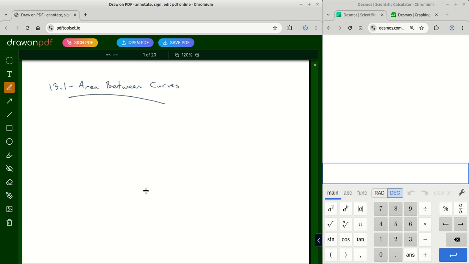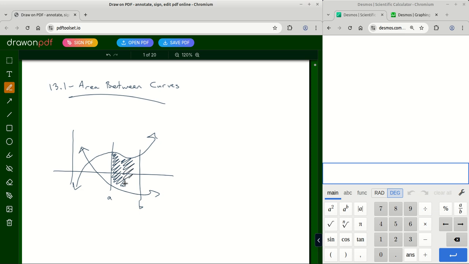Hello everyone, this is a video lecture for Business Calculus Math 1325 section 13.1, area between curves. So what does that mean? Well, let's say that we have this function that does something kind of like this, and we have another one that does something like this, and we want the area between these two curves from a to b. So the area is just this area between the two curves. Ta-da! That's very simple. That's actually all we're going to be doing today.